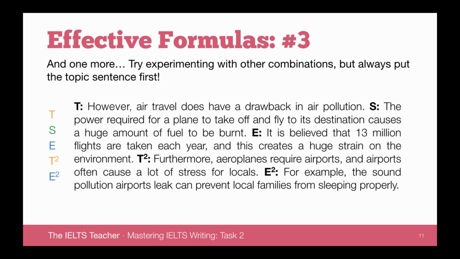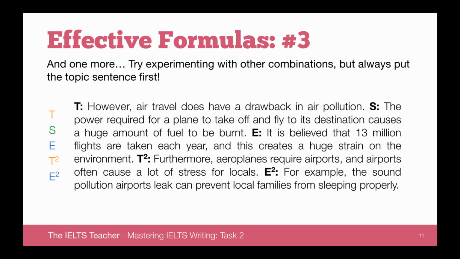Why is there so much air pollution? Well, this is why. An example of how much damage this does: it is believed that 13 million flights are taken each year, and this creates a huge strain on the environment. 13 million flights, a very, very clear example. Now we follow that up with another topic sentence which links back to the first one. Quite similar. So we're talking about drawbacks, and here's another drawback.